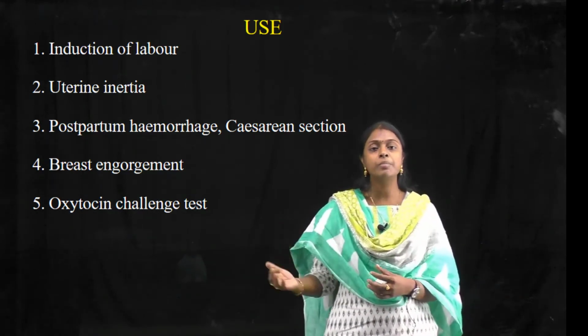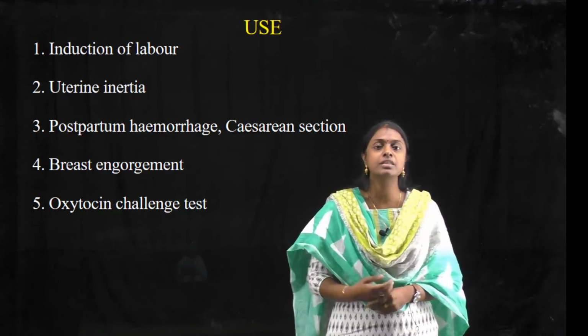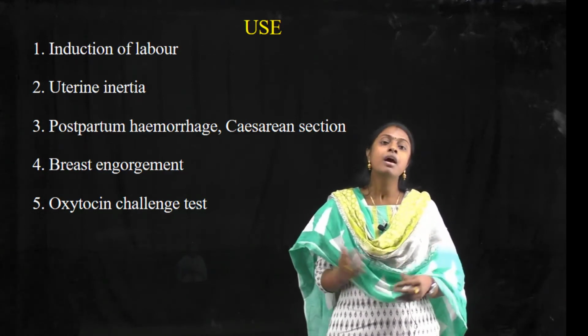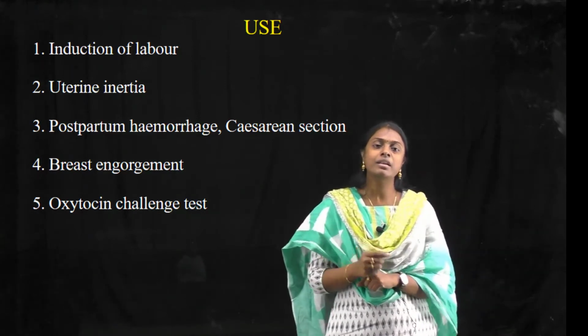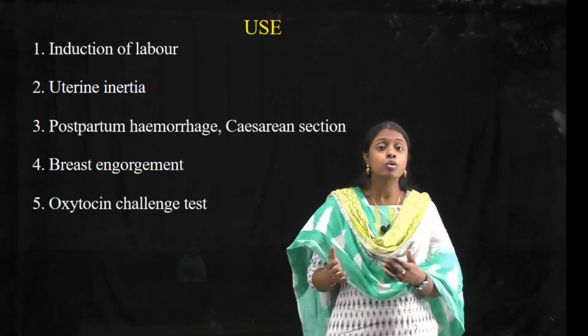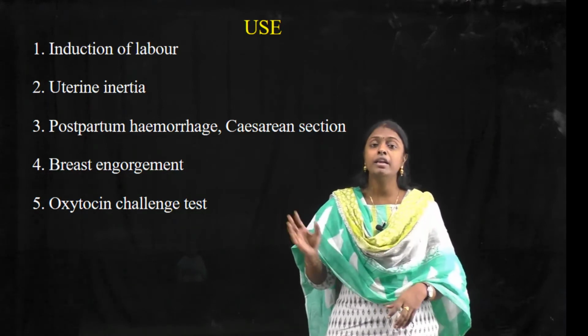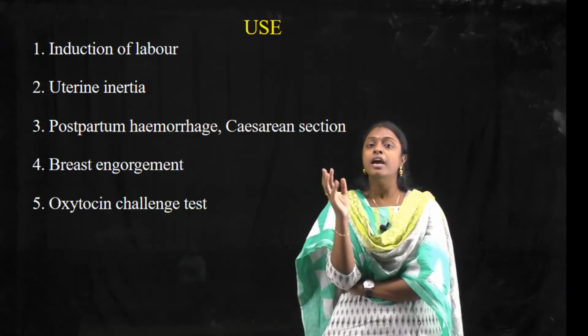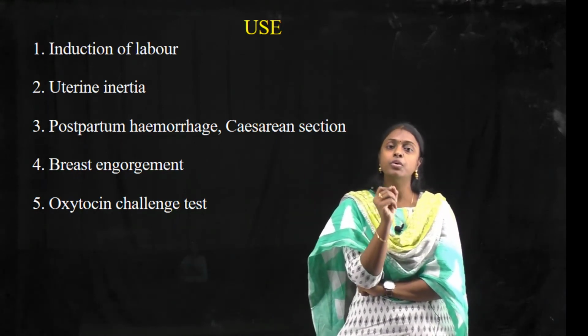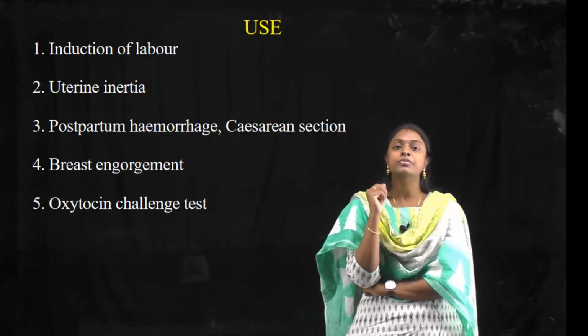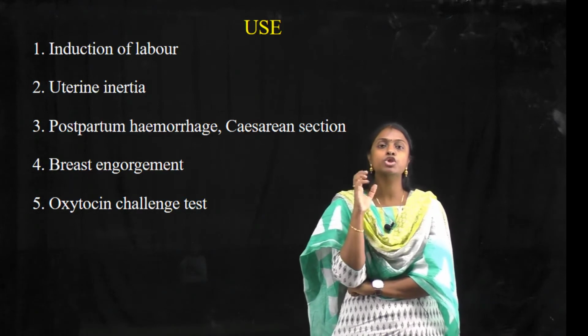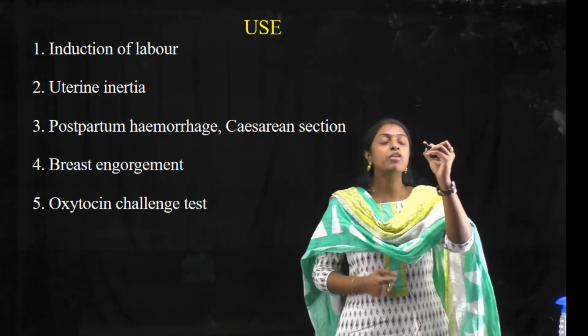So for these premature and post-mature conditions, we will give oxytocin 5 international units, diluted in 500 ml of glucose or saline solution. And before we give this infusion, we have to remember a few conditions in which we have to be very careful. In that, the first one is that the presentation should be correct. There are 3 types of presentations.